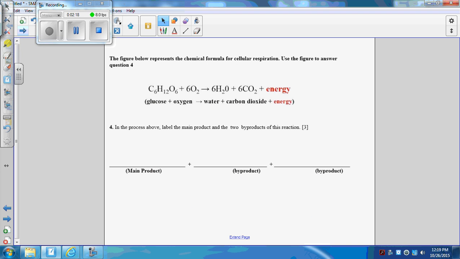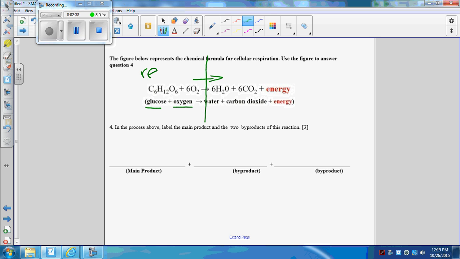Okay, so the figure below represents the chemical formula for cellular respiration. A lot of you got tripped up on this because you didn't read the directions. This is not photosynthesis. This is cellular respiration. So here is your chemical equation. It's glucose plus oxygen. The arrow means yields or equals. When you put these together, these are your reactants. On the right side are your products. Your products include H2O, CO2, and energy.